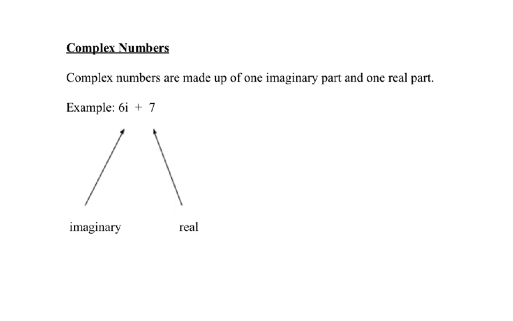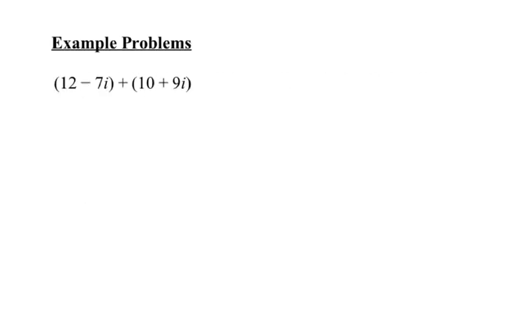All right, a complex number. Basically, a complex number is made up of two parts. It's made up of the imaginary part, and it's made up of the real part. So complex numbers are made up of both imaginary and real parts, as you can see in the example above. All right, using this concept, let's take a look at these.